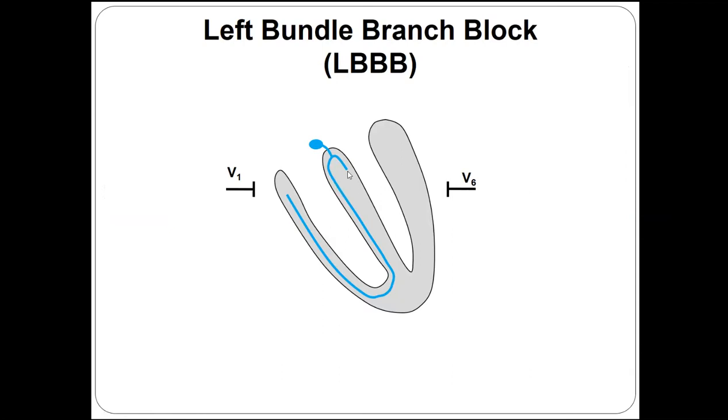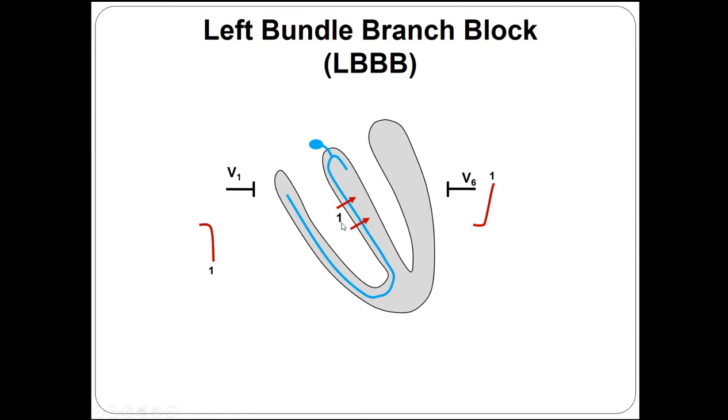Left bundle branch block, we have a problem with the septal activation because the septal branch is missing. So only this area can be activated from the right. So we have a vector that goes from right to the left. This is why, okay, what do we have? We do have a negativity starting in V1 and positivity in V6 because the vector is pointing toward the left side.